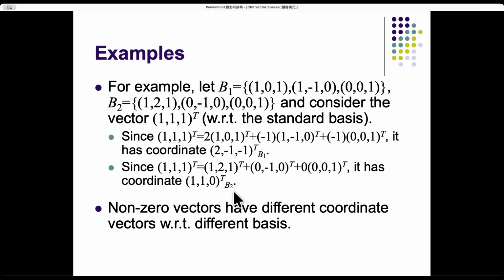Non-zero vectors have different coordinate vectors with respect to different bases. So if the basis is different, their coordinates will be different. You can easily see that through this example.